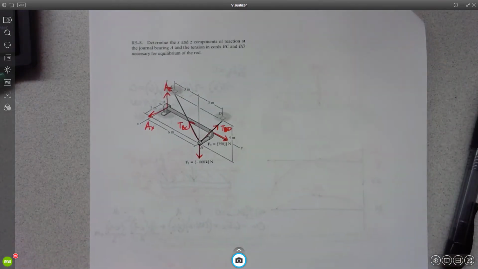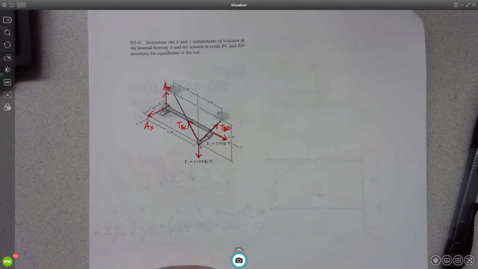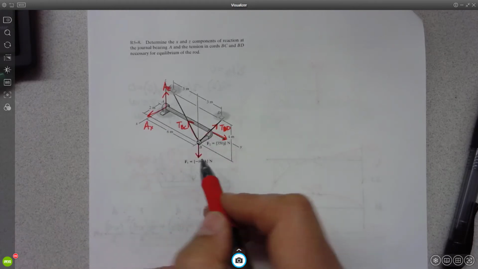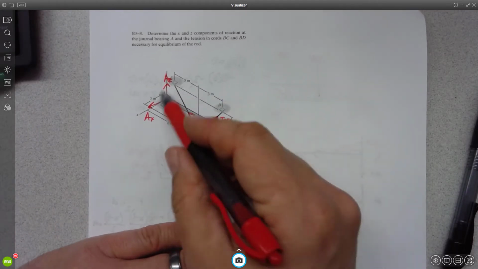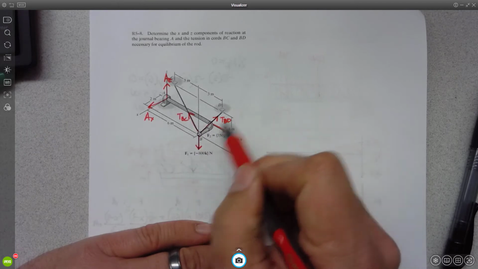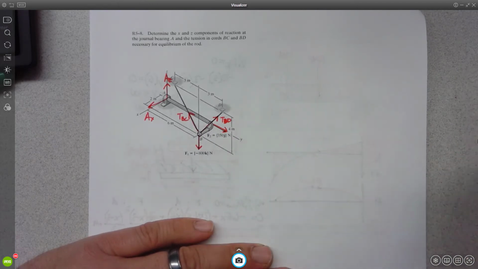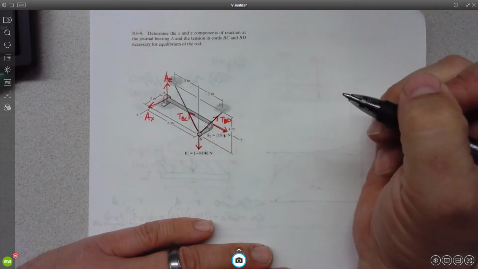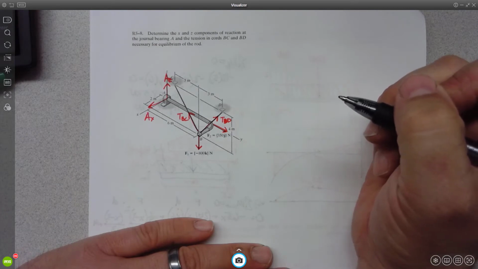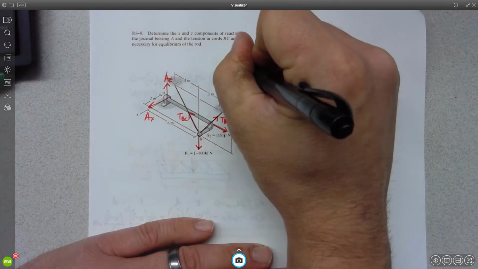How should we start? Find the vectors of BC and BD. Is that what you're thinking? Okay. So let's do that. Let's find the vectors for BC and BD. How do we do that? We always start with what? Yep, the position vector. So RBD.